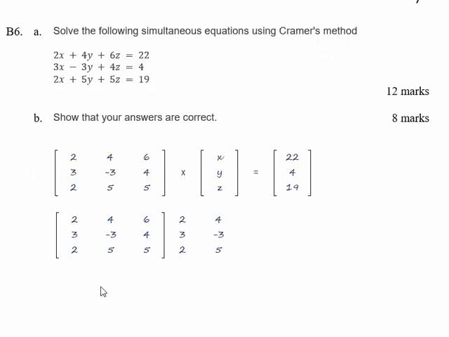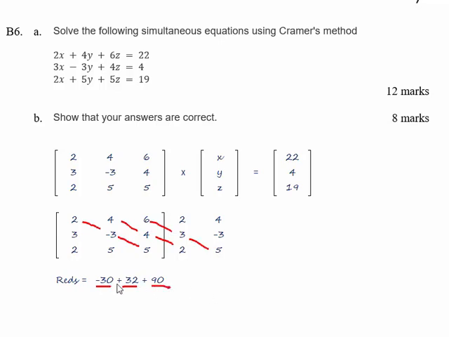I'm going to call the first set of diagonals the reds because I'm using a red pen. So I'm going to get 2 times minus 3 times 5. 2 times 5 is 10. 10 times minus 3 gives us minus 30. I've got 4 times 4 is 16 times 2 is 32. And I've got 6 times 3 is 18 times 5 is 90, which is what I've got there.